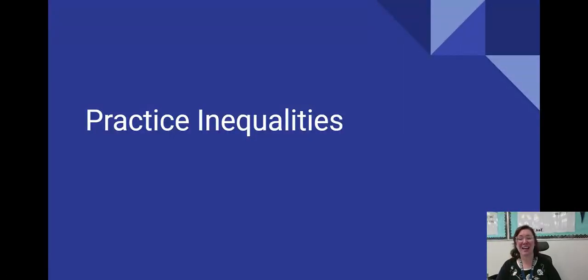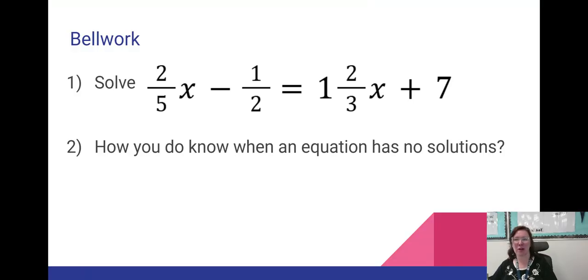Hi, today we're going to practice solving and graphing inequalities. So first we have our bell work. It looks crazy, but the process is still the same even though there's fractions. When we have an x on each side, we don't like that. We want to choose one of them to get rid of. I always like to get rid of the smaller x, but that's not a rule.